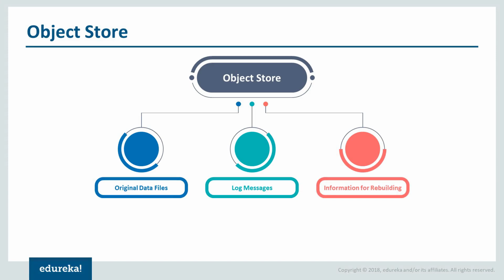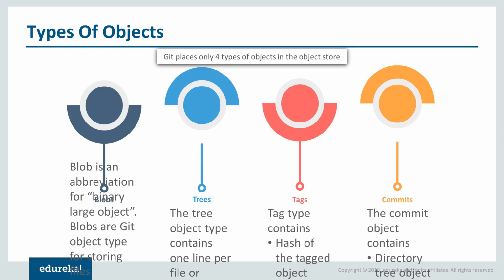Let's discuss what the object store is. At the heart of the Git repository implementation is the object store. It contains your original data files and all the log messages, author information, dates, and other information required to rebuild any version or branch of the project. Git places only four types of objects in the object store. These are the blobs, trees, tags, and commits. These four atomic objects form the foundation of Git's higher level data structure.